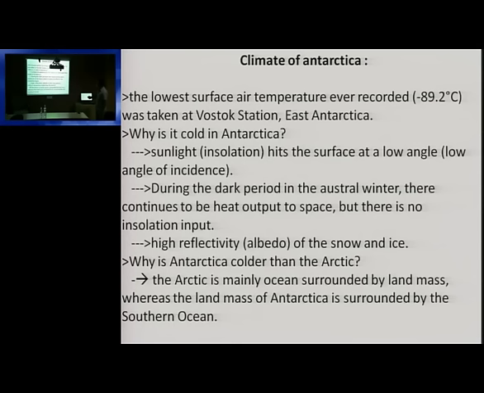Why is it cold in Antarctica? Very simple: the angle of the sun is very low. That is one reason. Second, during winter there are a complete six months of darkness. During that time, there is radiation from the surface of the earth towards the atmosphere. The basic principle of heat is that heat travels from higher temperature to lower temperature. But the definition never said that the flow of heat will stop when the temperature is something around 0 degrees centigrade.